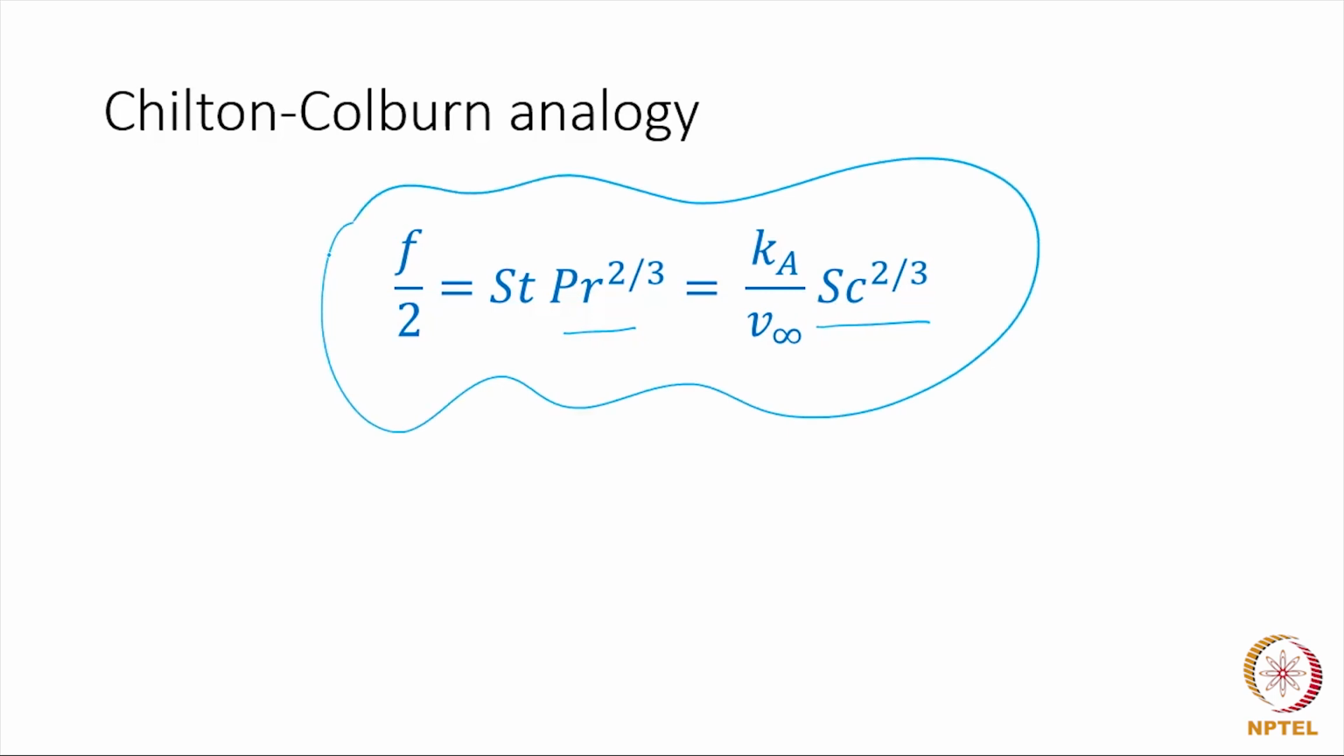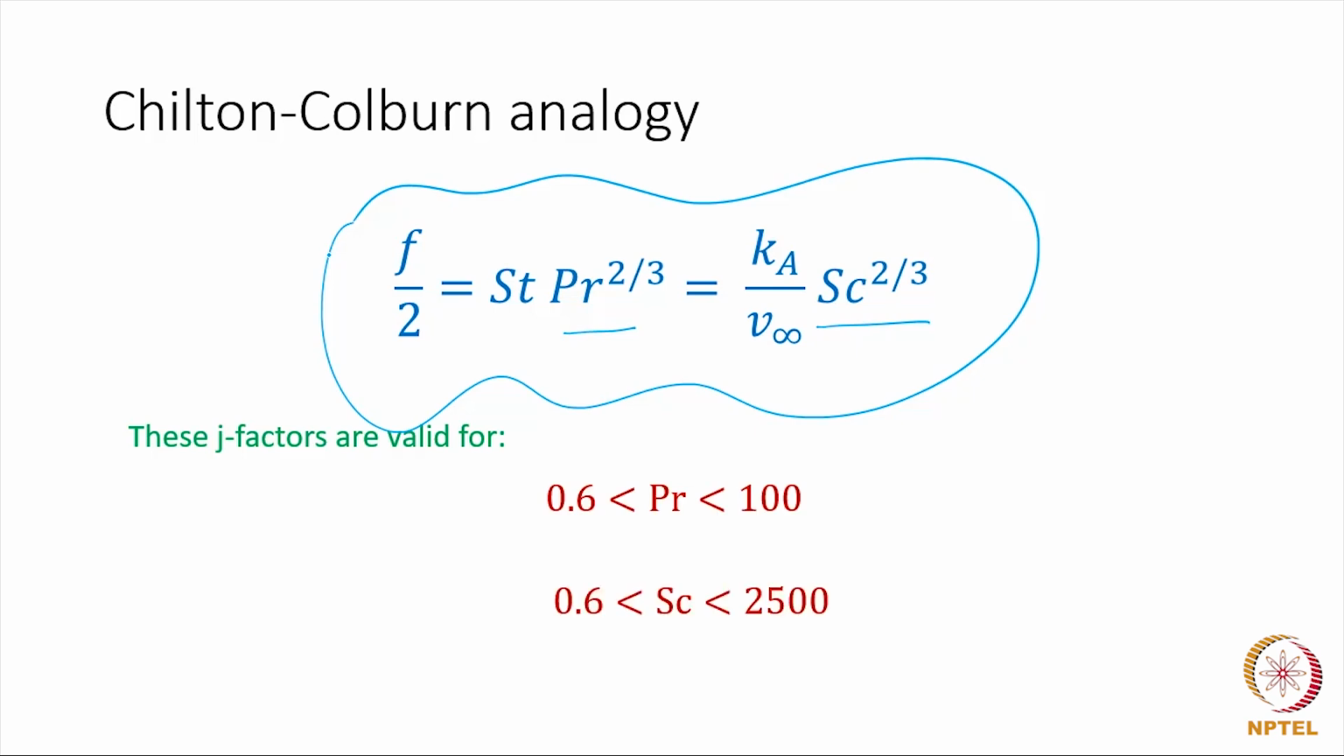And very surprisingly, these three factors, which are referred to as J factors, happen to be valid for a wide range of properties. So not only for Prandtl number and Schmidt number to be 1, they are actually valid for Prandtl number from 0.6 to 100 and Schmidt number from 0.6 to 2500. That's a very large range over which this analysis is valid. This actually implies that a lot of applications are now possible.